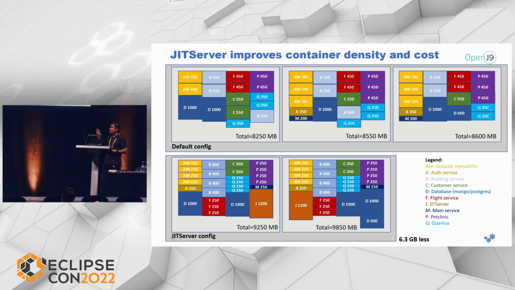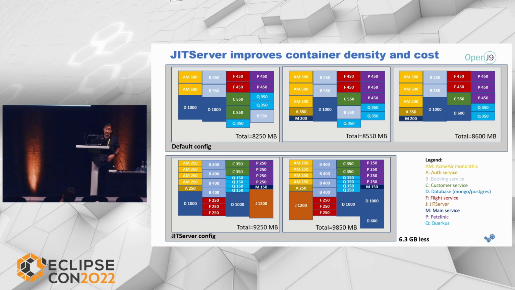So even at a glance, you can see that the containers for the top row, which represents the default configuration, cannot simply fit into just 2 nodes. You need 3 nodes to accommodate them. Whereas with the JITServer configuration, which is at the bottom, you can cram all those instances onto just 2 nodes, even after you account for the memory taken by the JITServer instances, which you can see there in that shade of orange. Overall, the JITServer configuration takes 6.3 gigabytes less memory and uses 2 nodes as opposed to 3 nodes. Therefore, we realize savings of 33%.